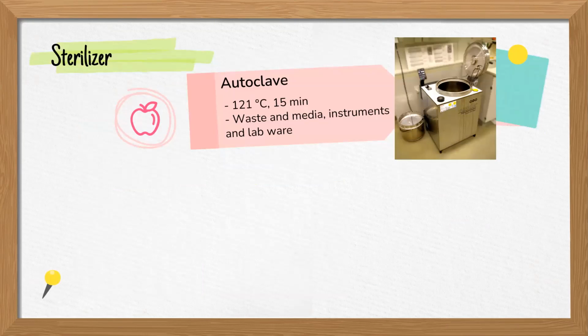Autoclaves. An autoclave is equipment that is used to kill all types of microorganisms, and it is a very popular method for sterilization. The sterilization process is done using heat from boiling steam under pressure, heating at 121 degrees Celsius with the pressure of 15 pounds per square inch for 15 minutes.